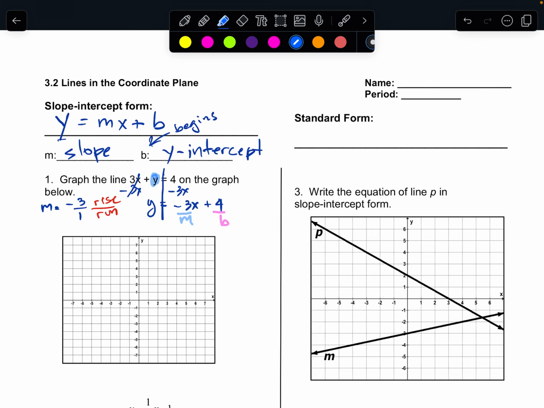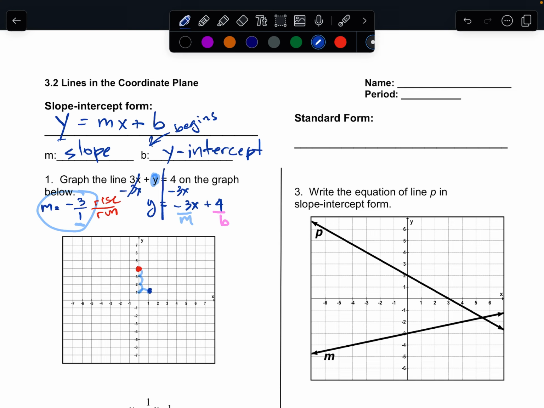So first we start with the y-intercept. I need a point, and that's going to be 4. So on the y-axis, here is the 4. Now the slope says I'm going to go down 3 because it's a negative. So I'm going to go down 1, 2, 3, and then I'm going to run once. So that's right here. This is my new point.